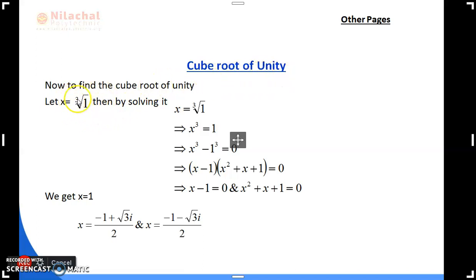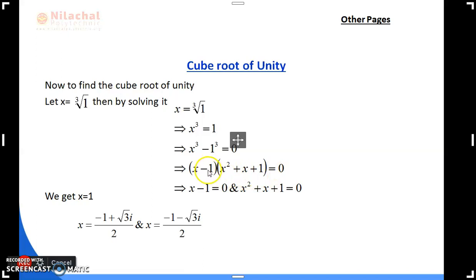We are writing cube root of 1 and we have to find this value. Suppose that value equals x. So we have to solve that equation: x cubed equal to 1. Then that implies x cubed minus 1 cubed equal to 0. Now this is the formula a cubed minus b cubed equals a minus b into a squared plus ab plus b squared. So for this, x minus 1 whole into x squared plus x plus 1 equal to 0.